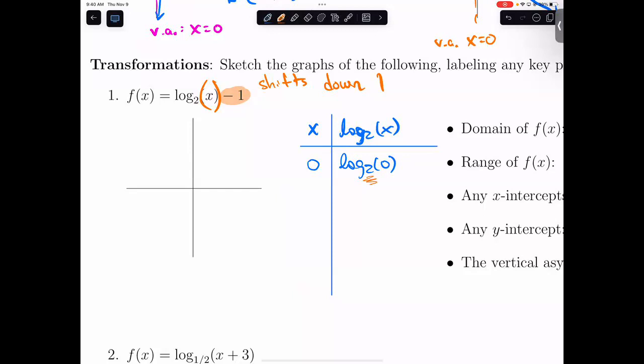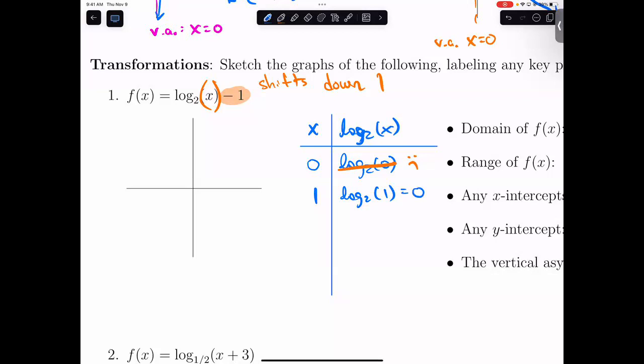That would mean what power of 2 is 0? It's undefined, right? The log's going to be undefined for any negative value or for 0, because you can't write 0 or a negative number as a power of whatever your base is, which is always positive by definition. Okay, what about the log of 1? That's 0.